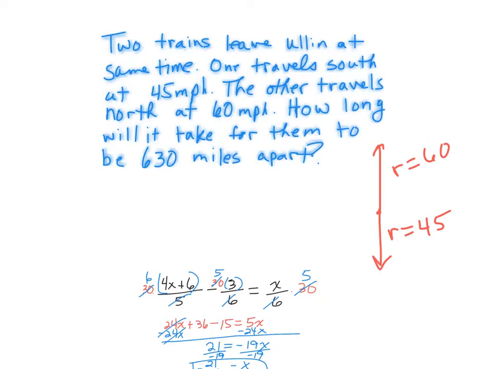And the question asks how long, so I'm looking for the time, which I don't know. So I'm going to say that they both travel T hours. If I take their rate times their time, I get their distance. The distance of the one headed north is 60 miles per hour times T hours. The distance of the one headed south is 45 miles per hour times T hours. If I add those two distances together, I have to get their total distance apart, which is 630.